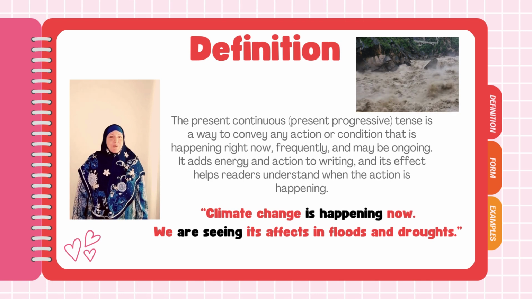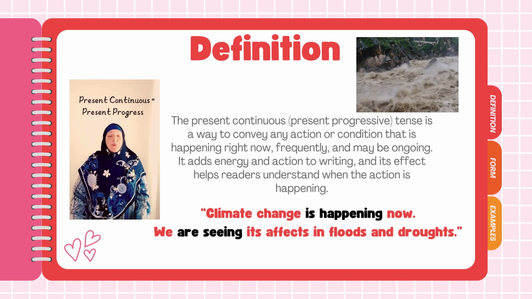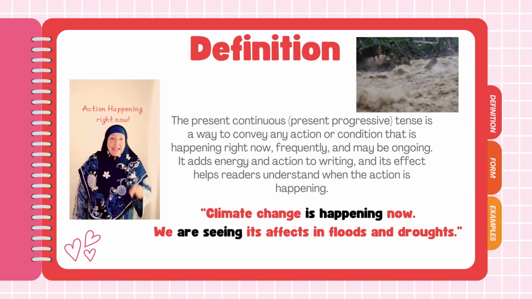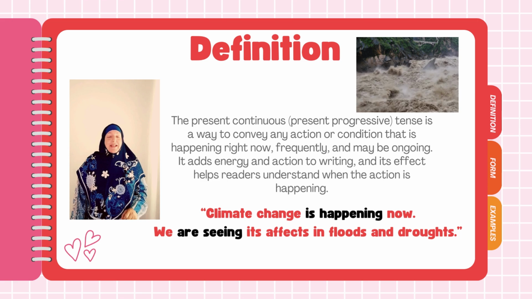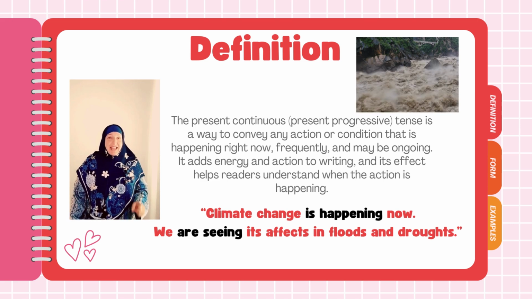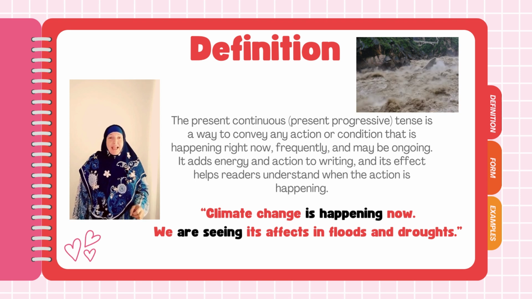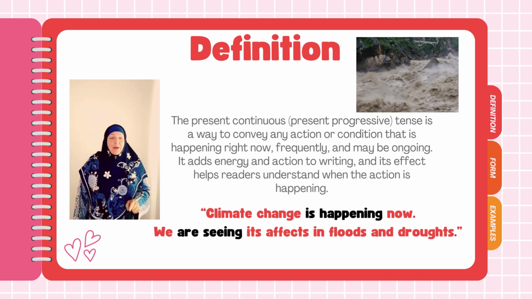The present continuous, also known as present progressive tense, is a way to talk about any action or condition that is happening right now. Frequently, it may be ongoing. It adds energy and action to writing, and its effect helps readers understand when the action is happening. Climate change is happening now. We are seeing its effects in floods and droughts.